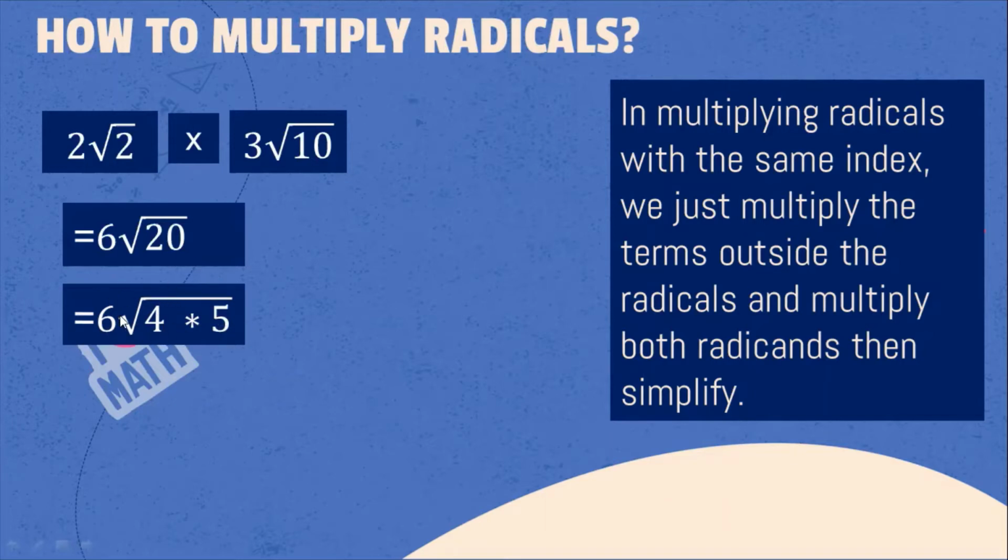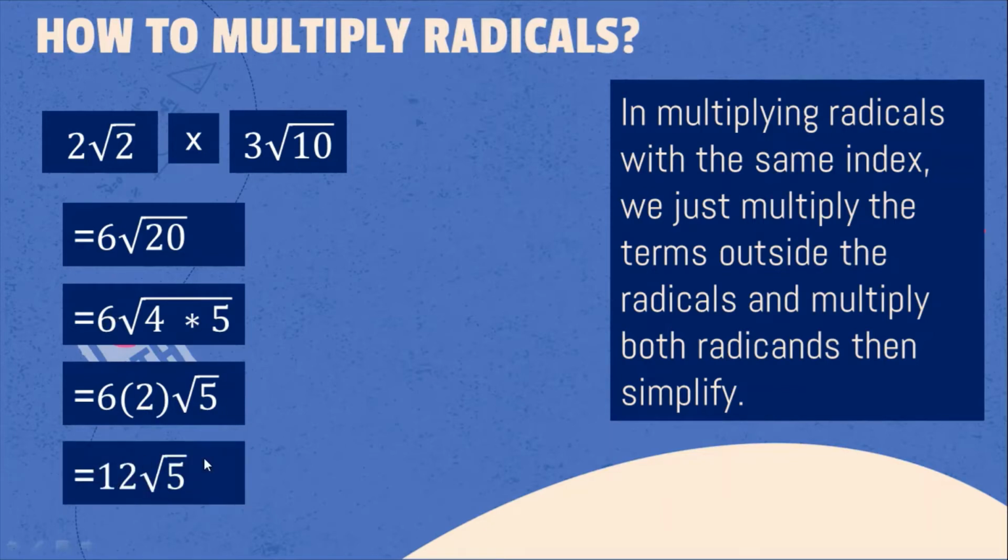So we can simplify the square root of 4. What is the square root of 4? That is 2. Then copy 6, copy the square root of 5. What is 6 times 2? That is 12, the square root of 5. This is our final answer.